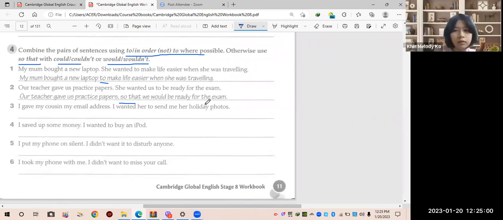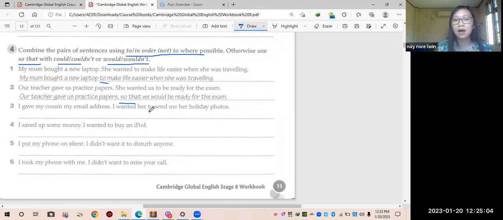So that. Yes, so that, we have a different subject, right? For the second part, the one who has to send the holiday photos is she, right? So we have different subjects, so we have to use so that. So the answer, what is the answer?